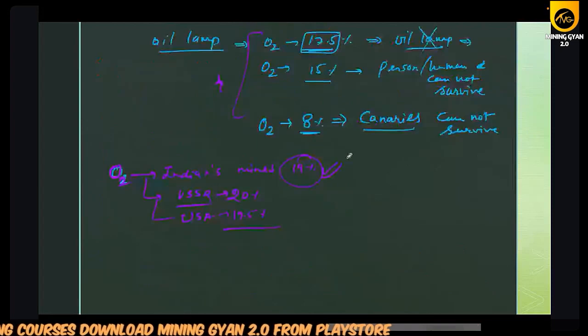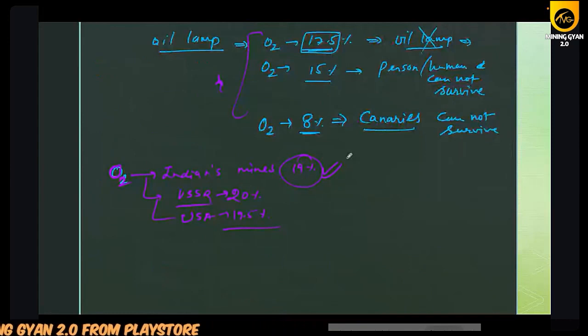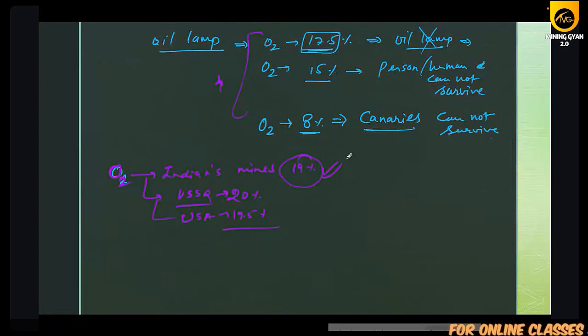Then we have seen the oil lamps. If the oxygen level is 17.5%, then the oil lamp will shut off. If the oxygen level decreases to 15%, then a person cannot survive. Or if the oxygen level reaches 8%, then the canary bird cannot survive.